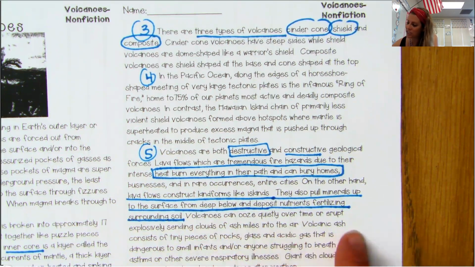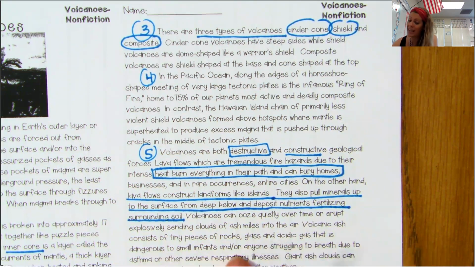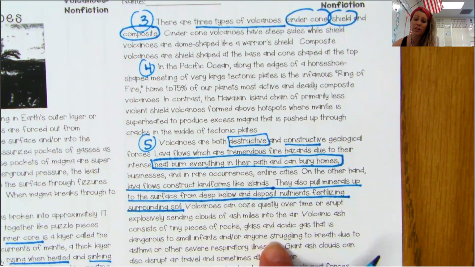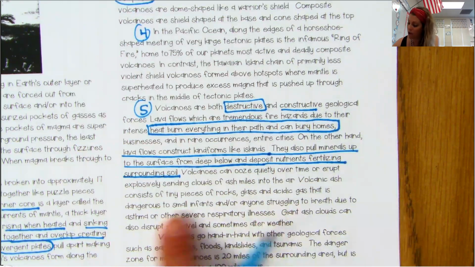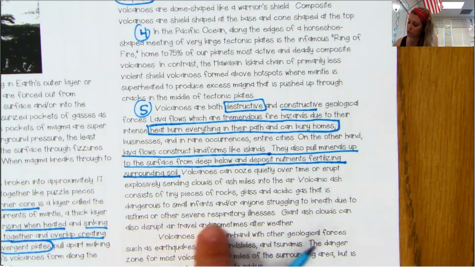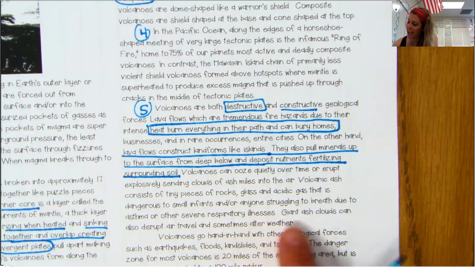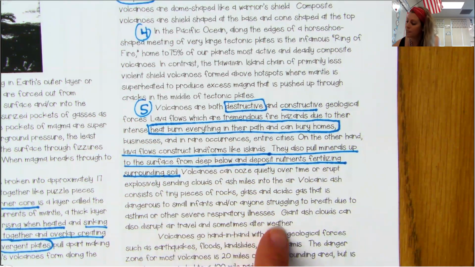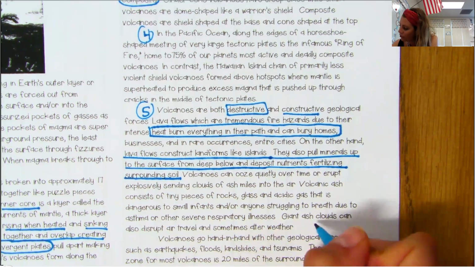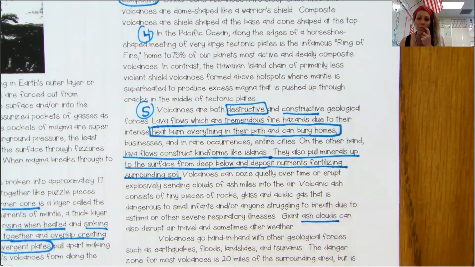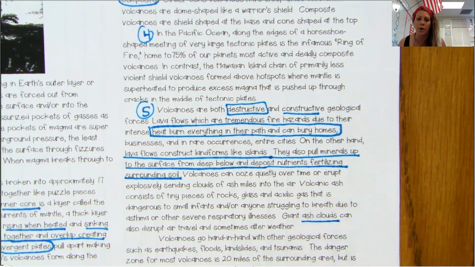Volcanic ash consists of tiny pieces of rocks, glass, and acid gas that is dangerous to small infants and or anyone struggling to breathe due to asthma or other severe respiratory illnesses. Giant ash clouds can also disrupt air travel and sometimes alter weather. Okay, so ash clouds is another nice, important vocab word that we'll learn about more tomorrow.